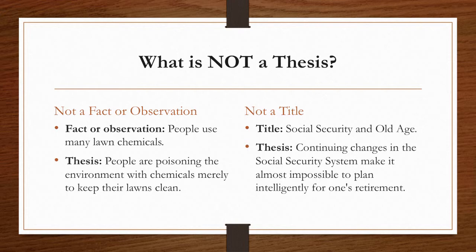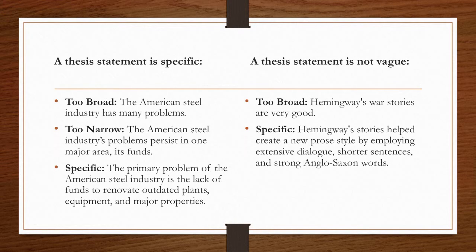A thesis statement is also not a title. So Social Security and old age. That's just basically a topic, and it's very broad, and you have to narrow that down because you could talk about Social Security for 40,000 pages. So a good thesis with that title in mind is continuing changes in the Social Security system make it almost impossible to plan intelligently for one's retirement. So they're going to be talking about what's going on with the Social Security system and how that's impacting people trying to plan for retirement.